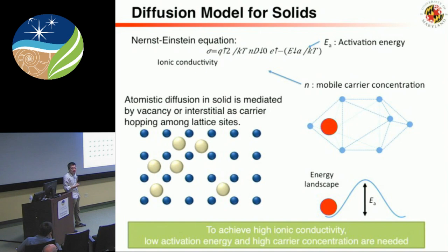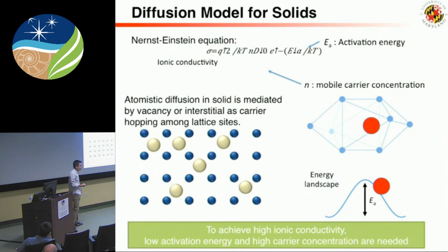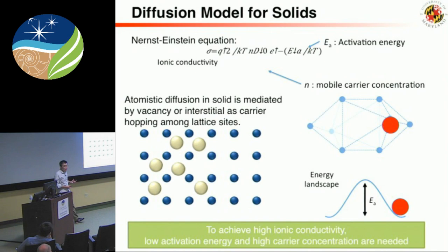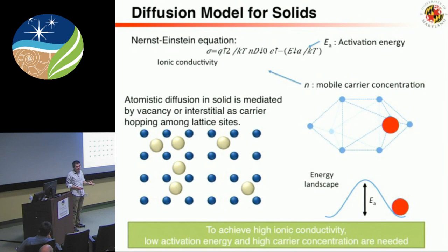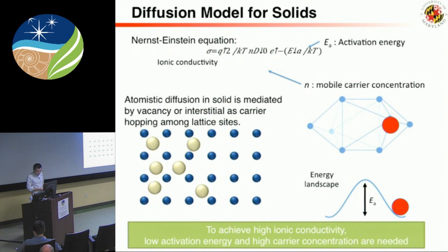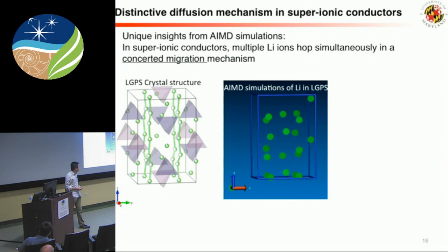You have some lithium in a solid, and they just move around. This is a thermally activated process. To get high ionic conductivity, one thing you need is a high N, basically high mobile concentration. In the meanwhile, you also want a very low activation energy. Essentially, what this activation energy tells you is that when your lithium moves from one site to another, they endure an energy landscape, and this gives you the activation energy. To achieve a very high ionic conductivity, you need a very low activation energy, because it is associated with the exponential term. If it's low, then you can get a very high conductivity at room temperature.